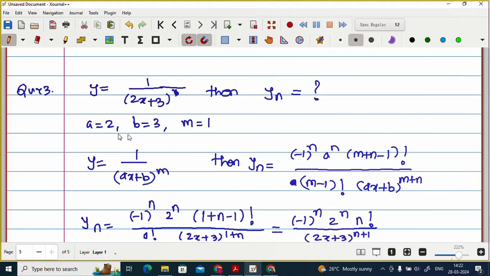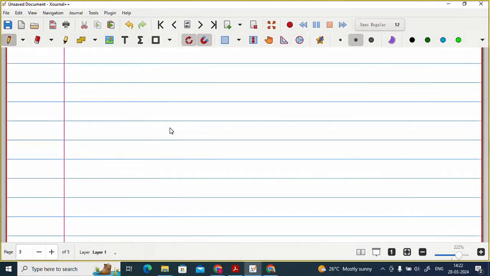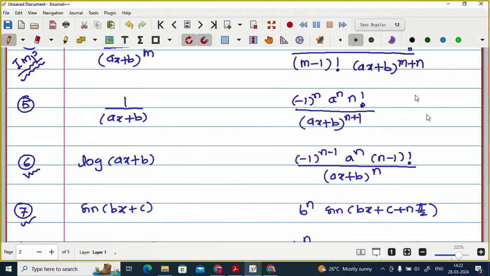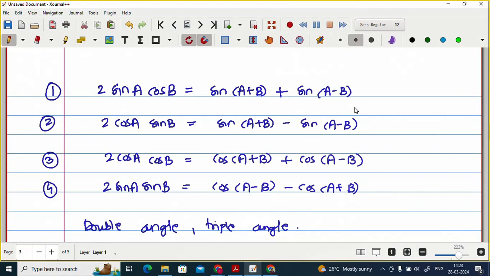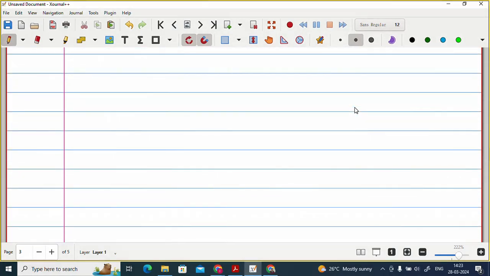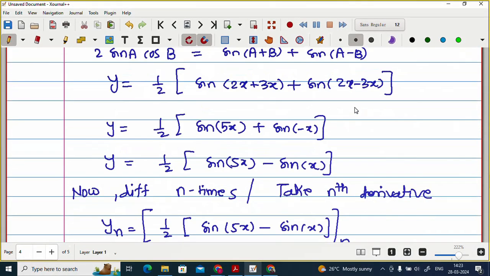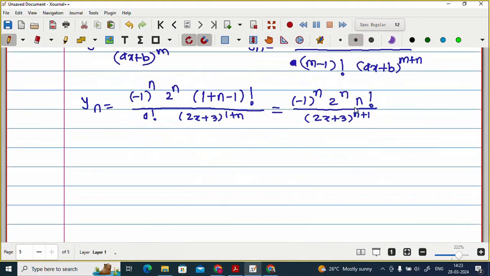Now you can see that if you are using the fifth formula directly, what is the fifth formula? It is for 1 upon ax plus b. The nth derivative is minus 1 raised to n, a raised to n, n factorial, upon ax plus b raised to n plus 1. So by that also you will have the same answer, because the fifth is a special case of the fourth formula. The fourth is the main formula, and in the fourth, if you put m as 1, you will get formula number 5. So these are the simple examples where we have the rational term or the factors term.